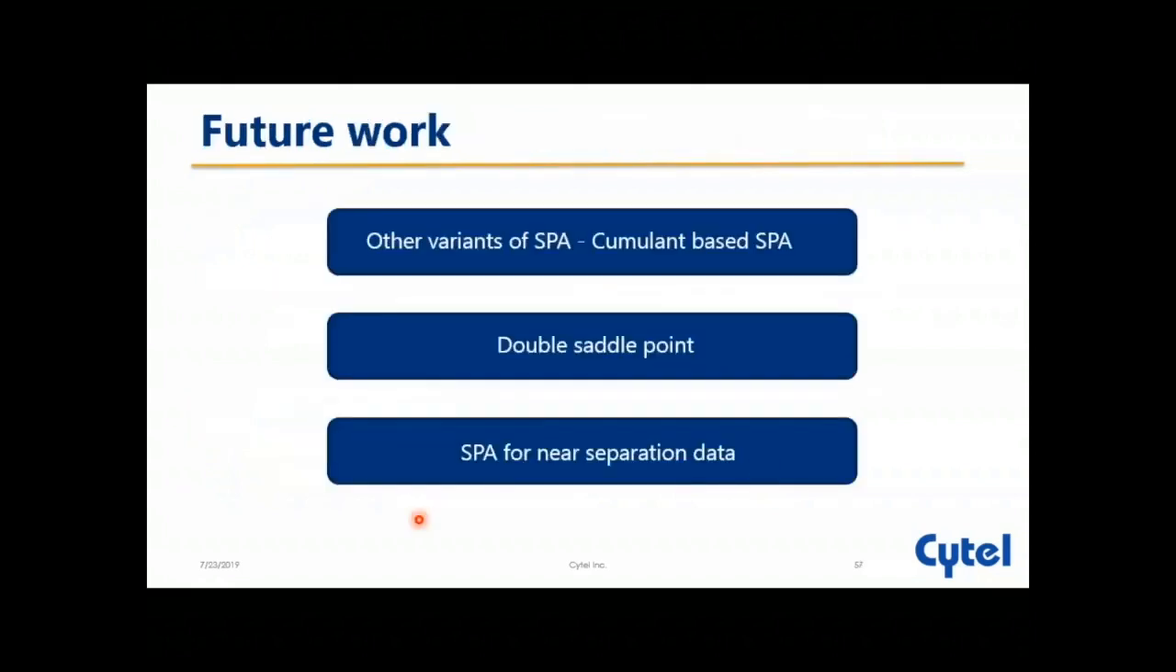We have done only one method of saddle point approximation, but Professor Patel from Cytel is actually researching many other variants of SPA. One of the important ones is cumulant-based SPA. You might see it in a future version of LogExact. Then the complete conditioning, like exact, that will be performed. That will be the double saddle point. So instead of only conditioning on one beta, there will be a double saddle point method.